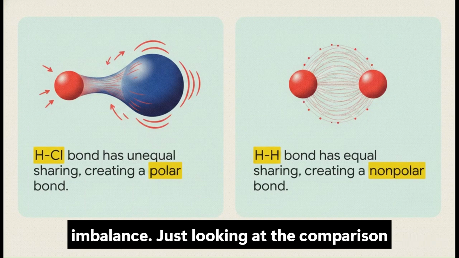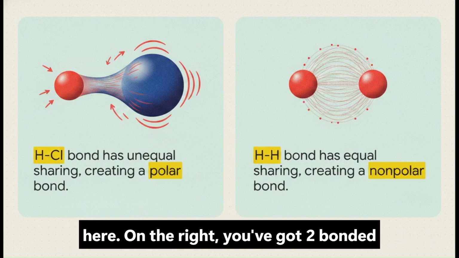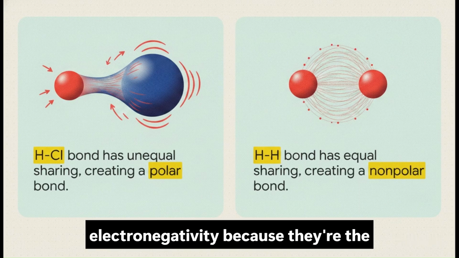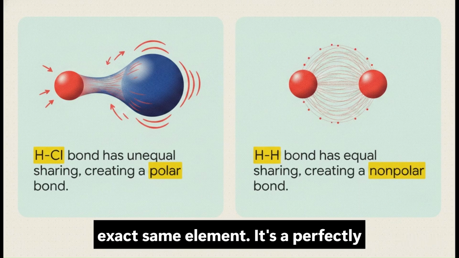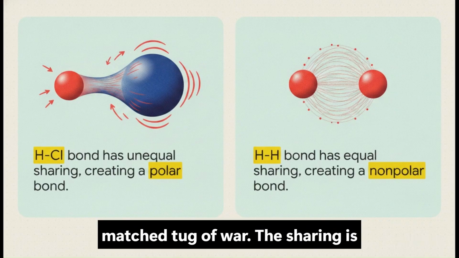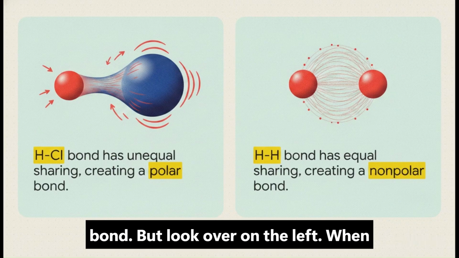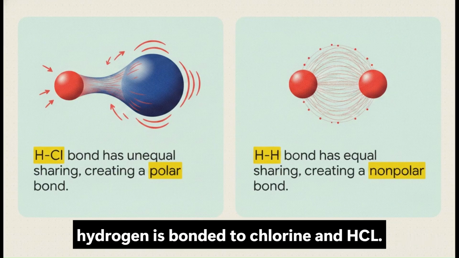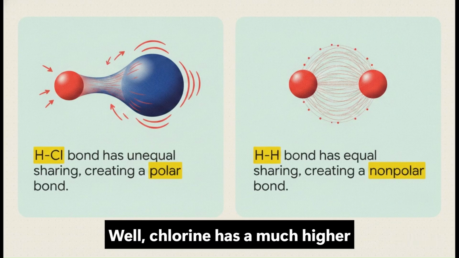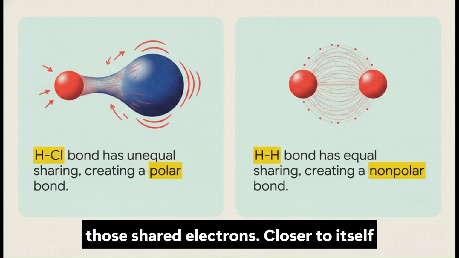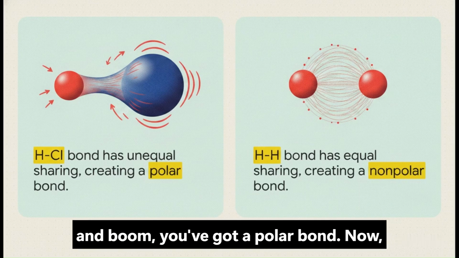Just looking at the comparison here, on the right you've got two bonded hydrogen atoms. They share perfect electronegativity. Because they're the exact same element, it's a perfectly matched tug-of-war. The sharing is totally equal, which gives us a non-polar bond. But look over on the left. When hydrogen is bonded to chlorine in HCl, well, chlorine has a much higher electronegativity. It aggressively pulls those shared electrons closer to itself, and boom, you've got a polar bond.